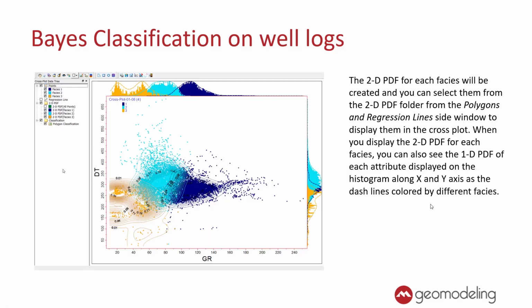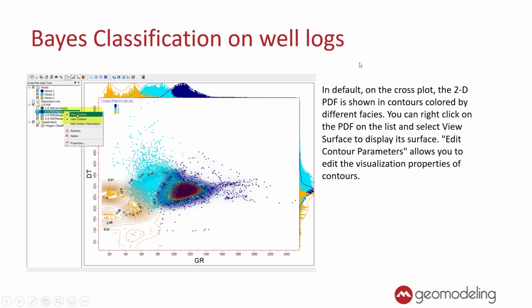The 2D PDF for each facies will be created if you select to generate the 2D PDF for each facies. And you can select them from the 2D PDF folder from the crossplot data tree view to display them in the crossplot. When you display the 2D PDF for each facies, you can also see the 1D PDF of each attribute displayed on the histogram along the X and Y axis as the dashed line colored by different facies.